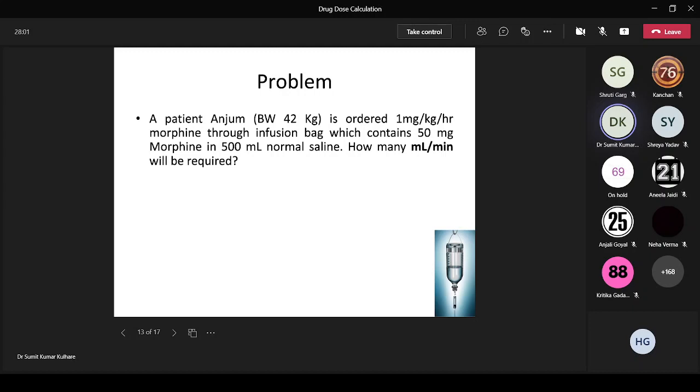A patient is there, Anju, body weight is 42 kilograms, and the doctor has ordered 1 mg per kg per hour of morphine infusion. The bag contains 50 milligrams of morphine in 500 ml normal saline. Now you have to calculate the flow rate in milliliter per minute.